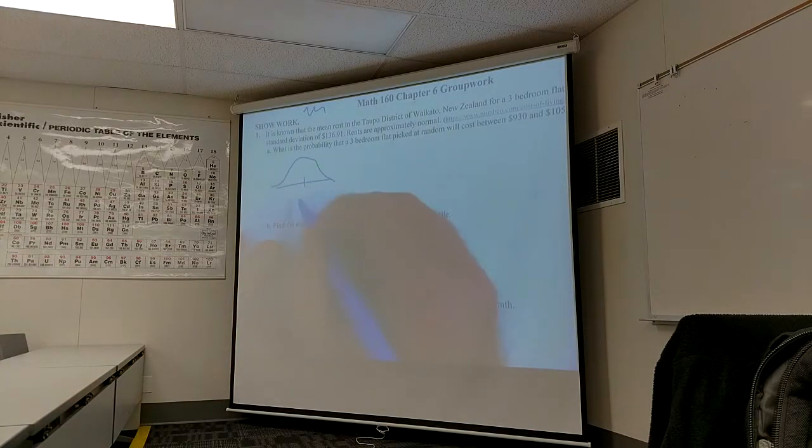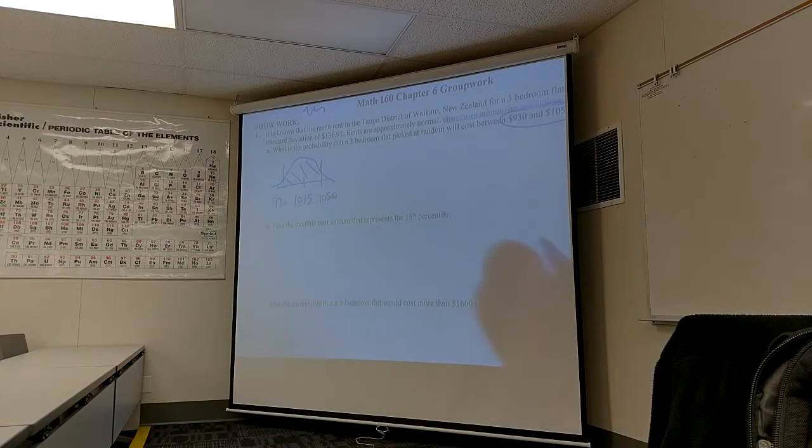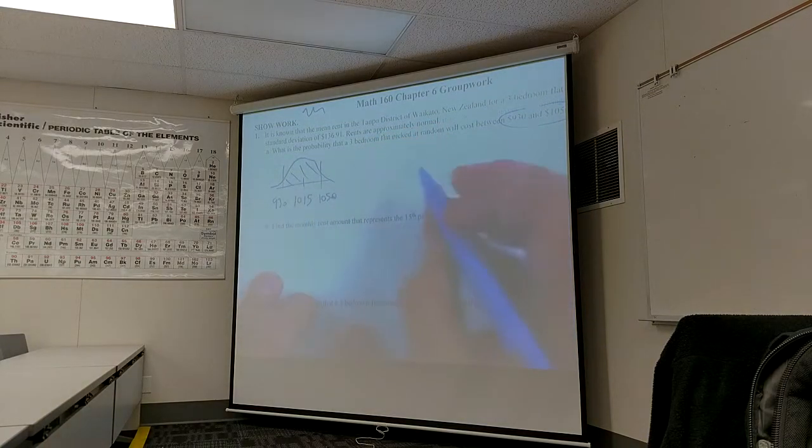So the mean is 1,015, goes right in the middle. And I want to know between 930 and 1,050. The scale doesn't have to be good. You just have to put them relatively in the right place. So a quick visual. That's the area I'm looking for. So I make each one of these. I know this middle dude's going to be 0. I need to know what these guys become.